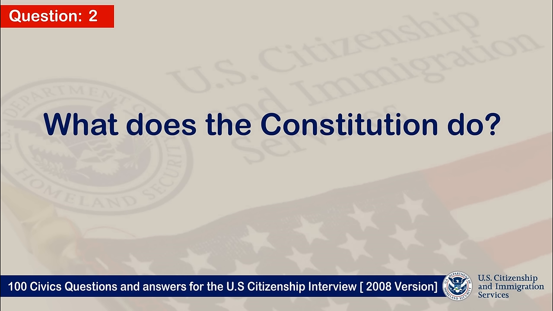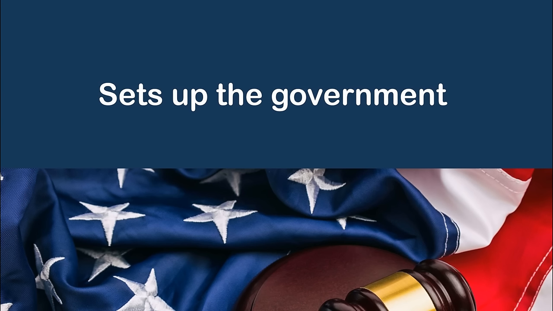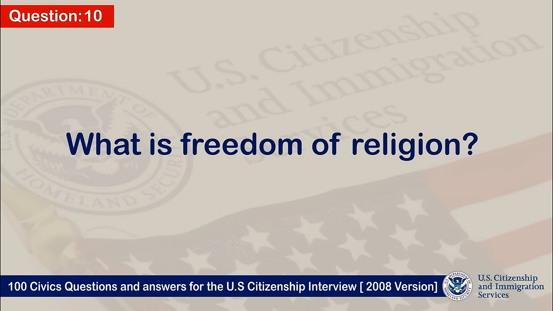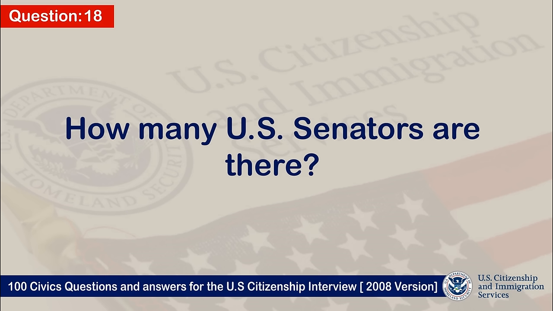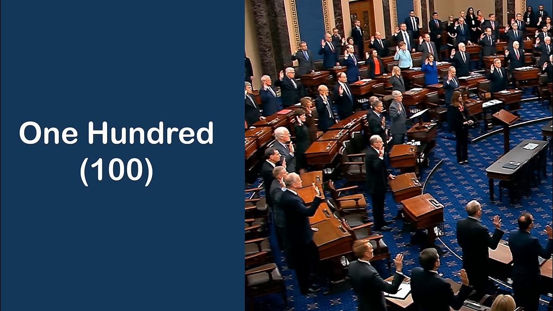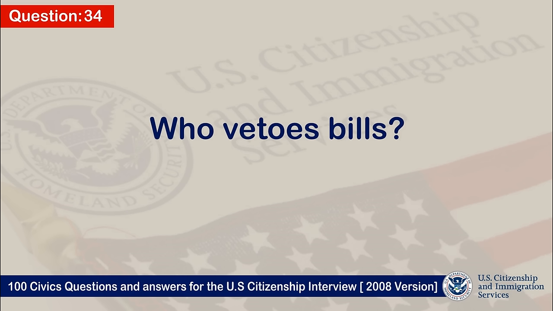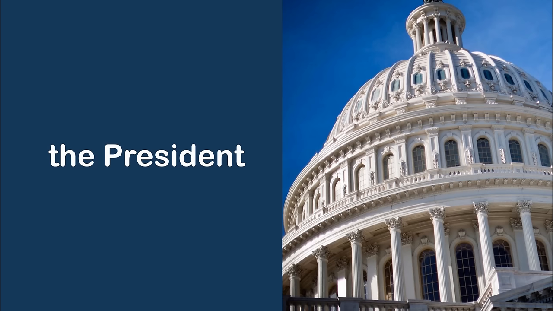What does the Constitution do? Sets up the government. What is freedom of religion? You can practice any religion or not practice a religion. How many U.S. senators are there? 100. Who vetoes bills? The president.